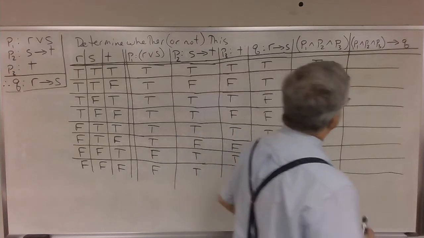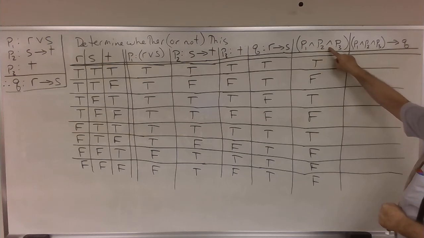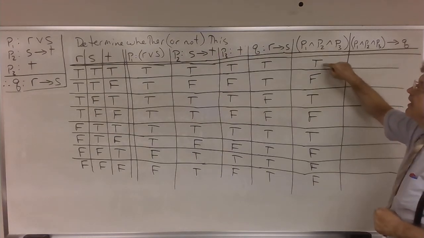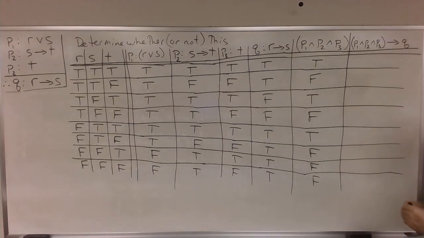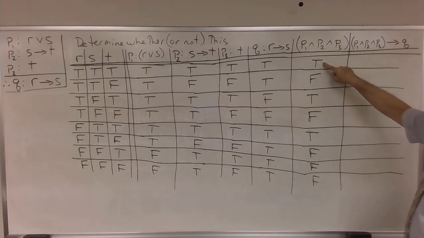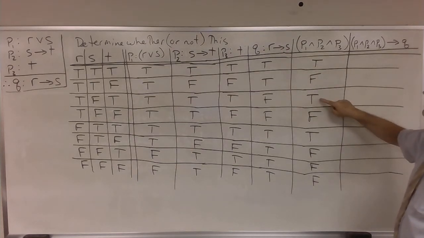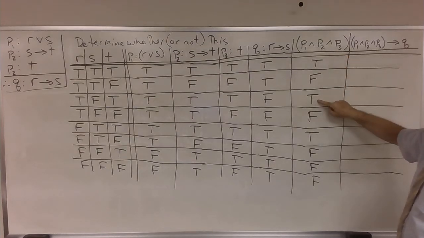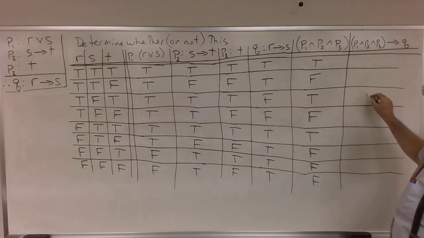So in other words, this thing will be false if the conjunction of the premises is true and our conclusion is false. Let's see, does that ever happen? Conjunction of the premises true, Q true. Okay, not a problem here. Conjunction of the premises true, Q false, oops. Guess what? We got a false here.